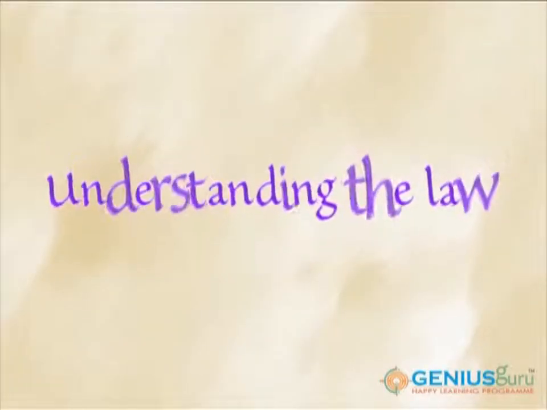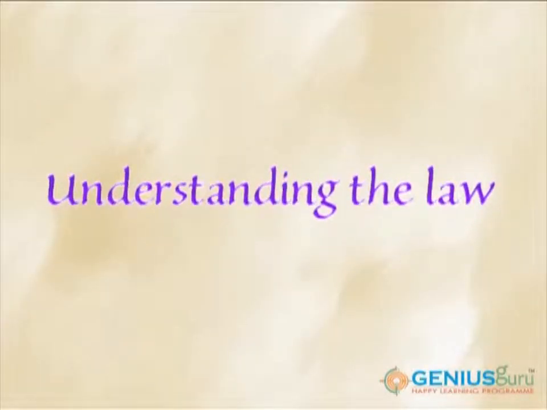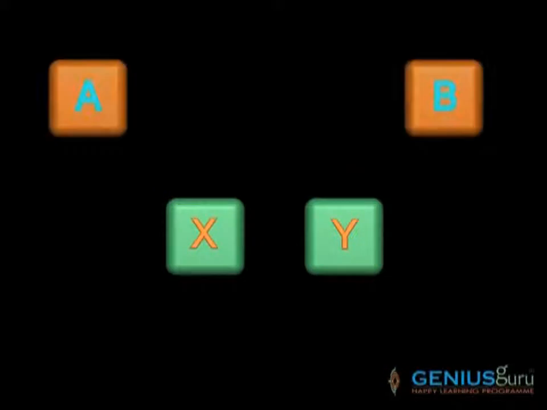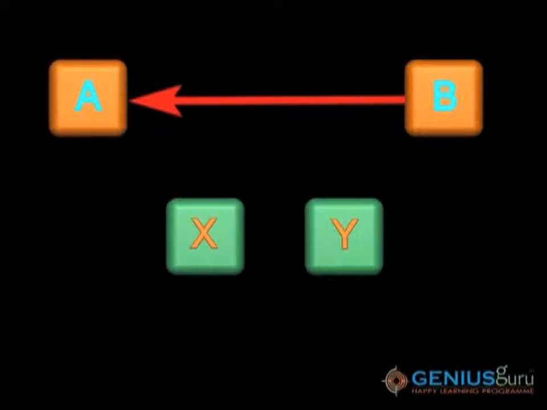To understand this law of multiple proportions, let us consider two elements A and B. When these two elements react with each other, they form two compounds. These two compounds are labeled as X and Y. In these two compounds X and Y, different amounts of B react with the same amount of A. Then these different amounts of B bear a simple whole number ratio to each other.